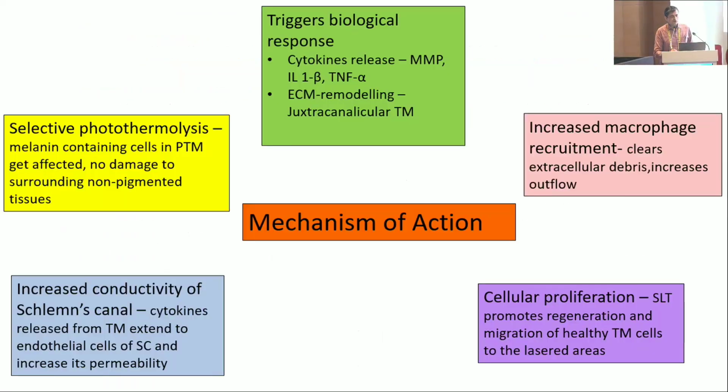This is how SLT works. It causes selective photothermolysis, triggering a biological response resulting in release of MMPs, interleukin 1 alpha, interleukin 1 beta, and tumor necrosis factor alpha, and increased macrophage recruitment. They cause cellular proliferation and ultimately result in increased conductivity of the Schlemm's canal.